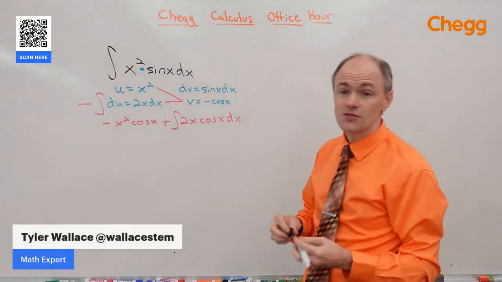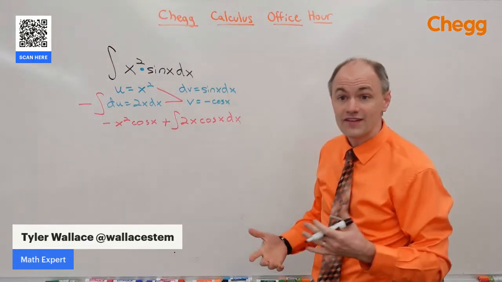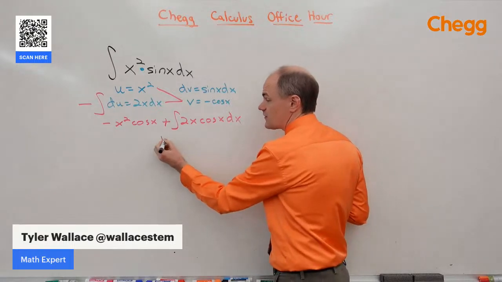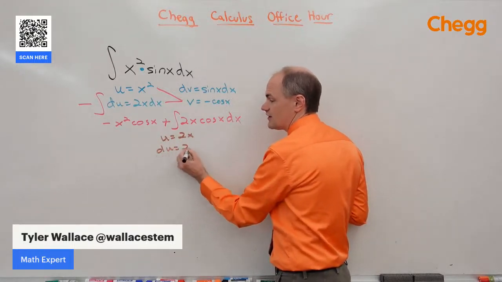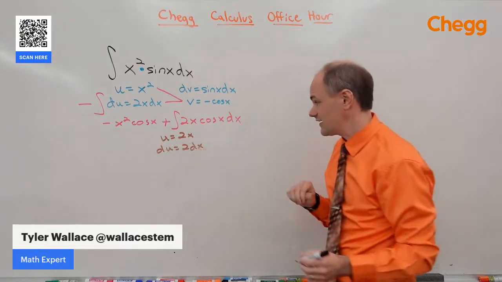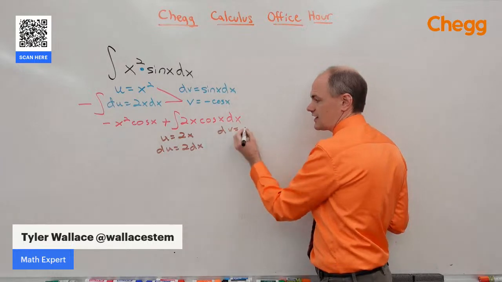We're going to do integration by parts again. We went from x squared to just x. We'd rather not have any x's in there at all. So let's make the u equal to the 2x, and the du, its derivative, then is 2 dx. dv then is everything else, the cosine dx.